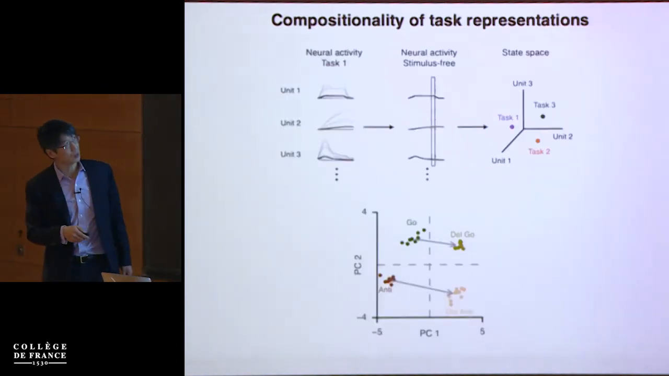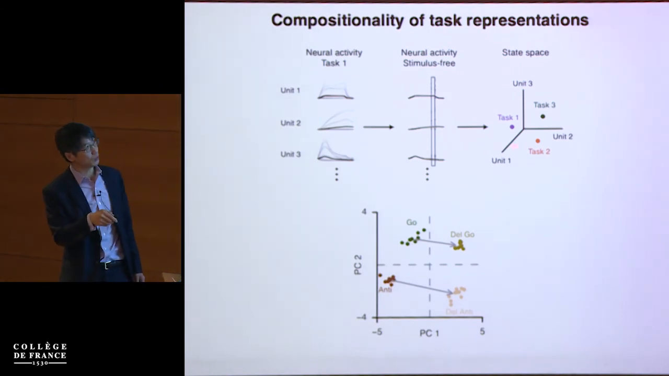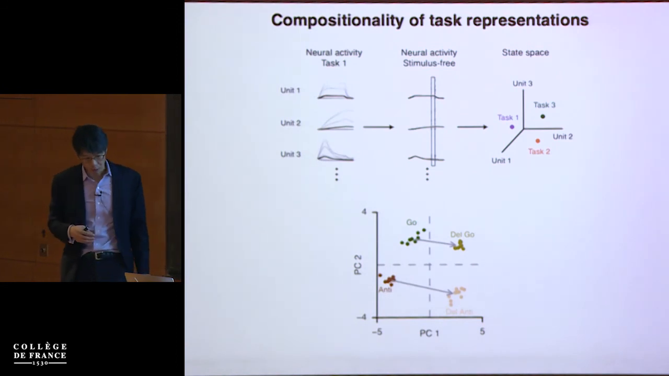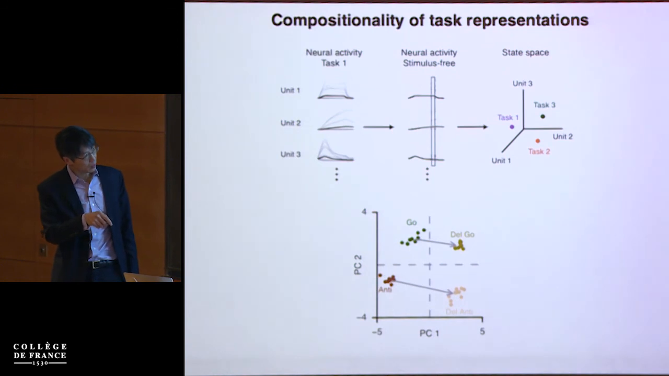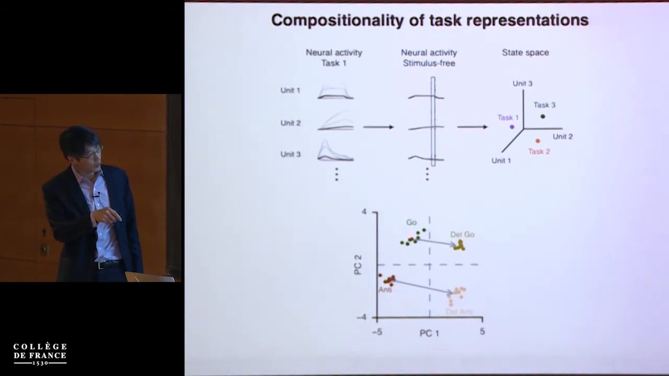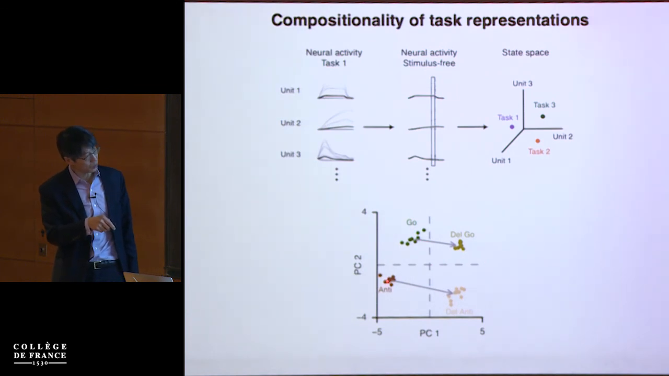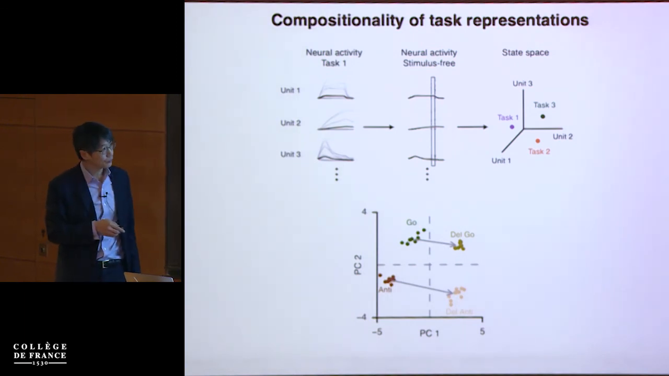So we analyzed task set representation again in a state space. Each point here corresponds to a task in high-dimensional space of recurrent population activity. And we found indeed there's some kind of compositionality. For example, if you start with task representation for go to delayed go, it's parallel with the task representation from untie to delayed untie, right?